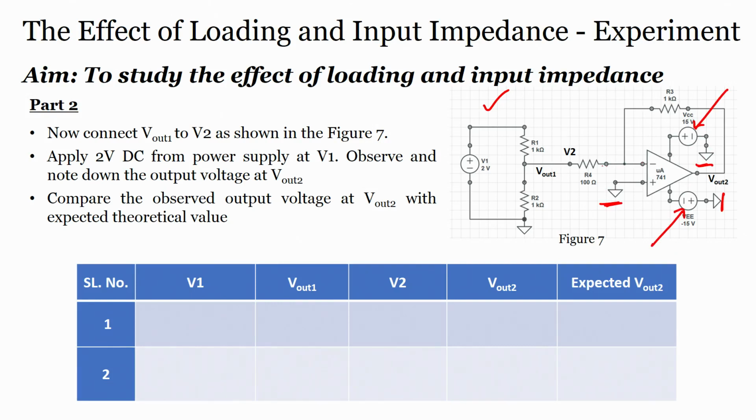The inverting terminal is connected to the output of the potential divider. Resistor R3 is 1 kilo ohm and resistor R4 is 100 ohm, which means the gain of this amplifier is nothing but 10. So, the gain of this inverting amplifier is 10.